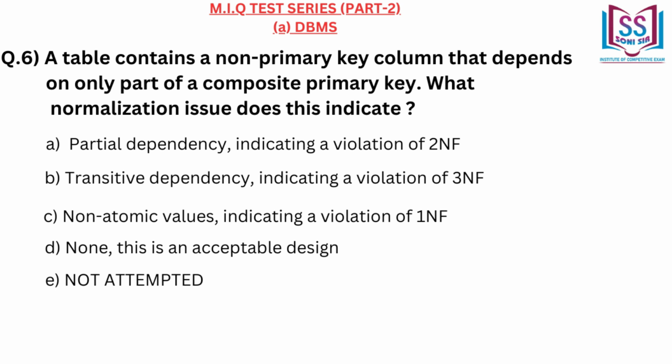A table contains a non-primary key column that depends on only part of a composite primary key. What normalization issue does this indicate? A. A partial dependency, indicating a violation of second normal form. B. Transitive dependency, indicating a violation of third normal form. C. Non-atomic values, indicating a violation of first normal form. D. None. This is an acceptable design.